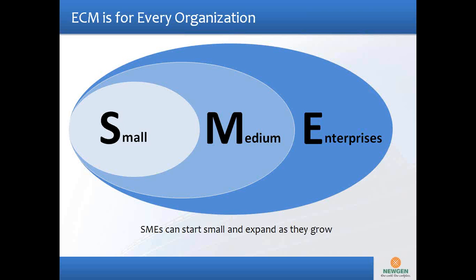They can then upgrade their infrastructure as they grow to include workflows, digital asset management, web content management, business process management, and so on. And now these options are also available on the cloud. Newgen also has an ECM offering on cloud, which is hosted on Amazon Cloud. And Amazon is number one in terms of cloud infrastructure in the world.